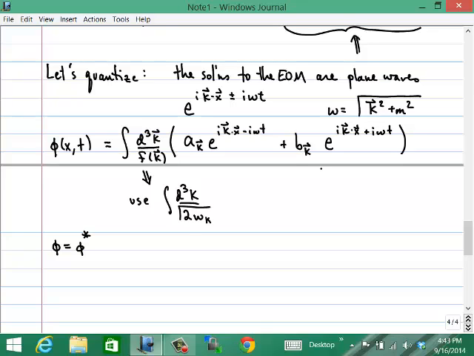And indeed, you see that when you complex conjugate this guy, you just get this guy, except that k here flips sign when you do this complex conjugation. So that means that B star of minus k is equal to A sub k.